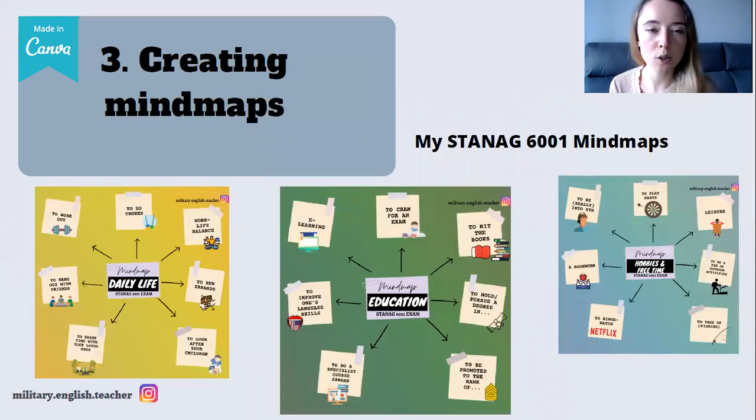And here are some other examples of the mind maps that I created for my students. And as you can see, the topics are related to the STANAG exam. It's daily life, education, hobbies and free time, and all of the rest of the topics that students are required to know for the STANAG exam.